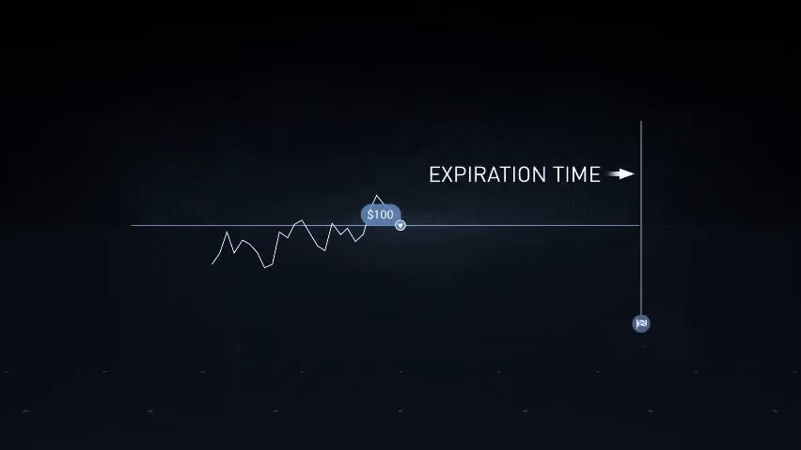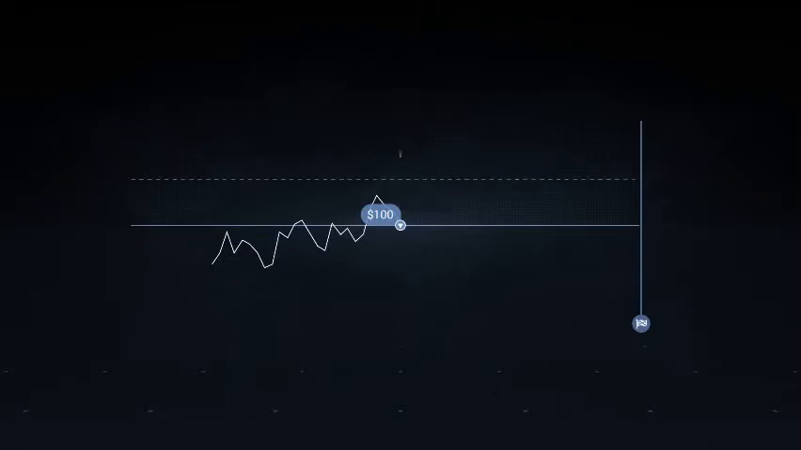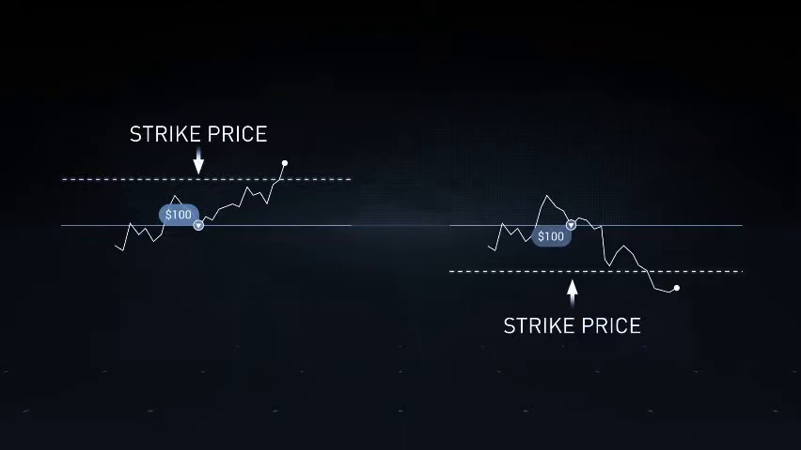Options trading has its specific terms. The purchase time is the time when a trader buys an option. The expiration time is the predetermined point in the future after which an option ceases to exist. The price of an option contract is called an option premium. The strike price is a target level that the opening price of an asset should go above or below for the position to close in the money.